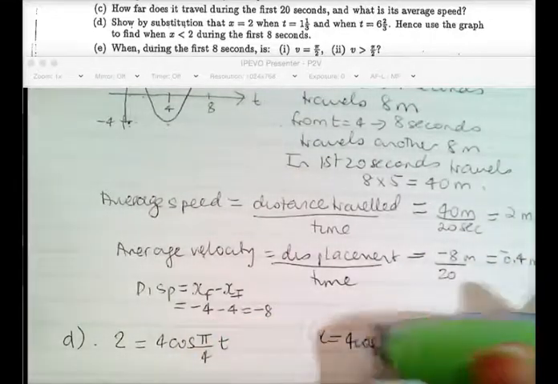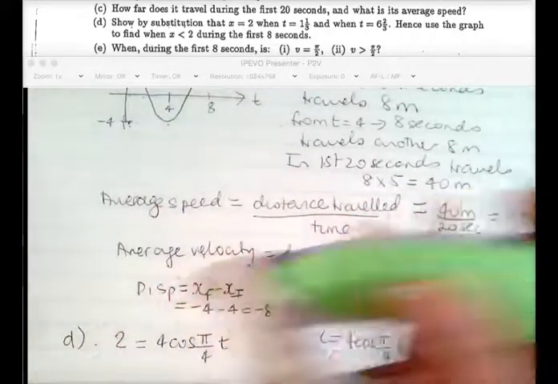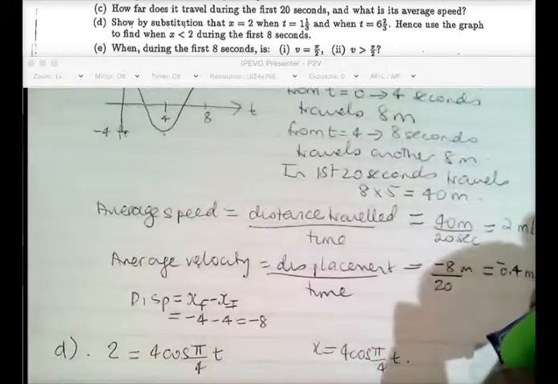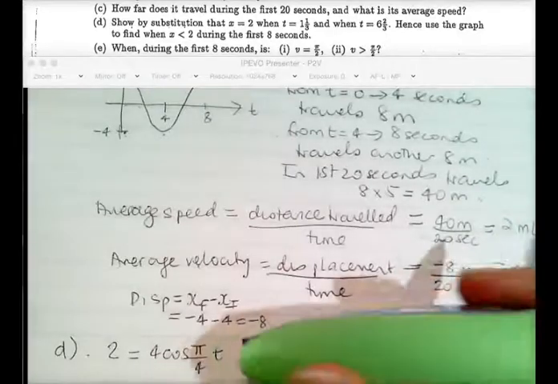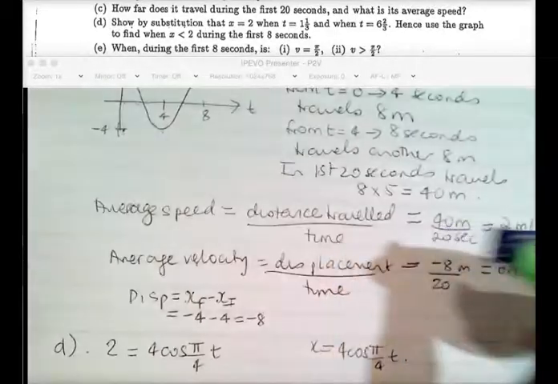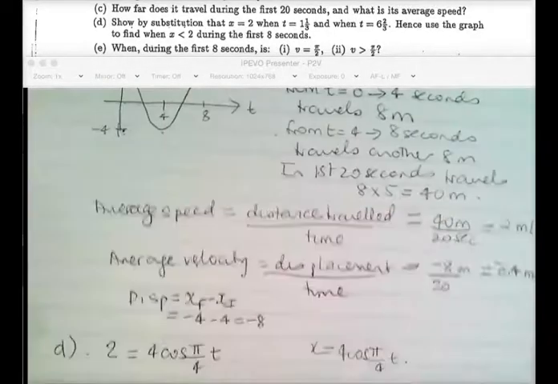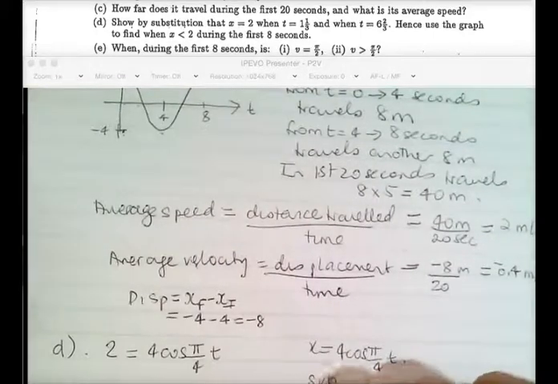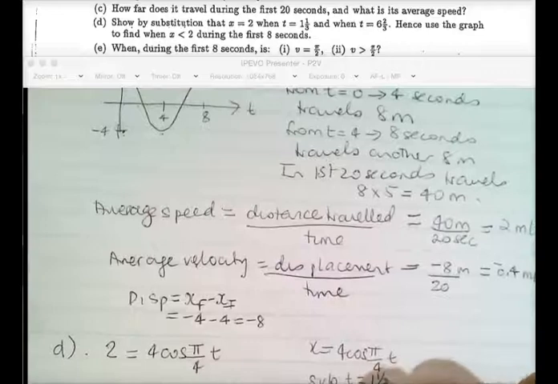Actually, they just want you to substitute. They don't want you to solve. I mean, we can solve it if we want, but they don't want you solving it. They just want you to substitute t is 1 1/3 to get x is 2. But actually, I'm going to solve it. What they want you to do is just sub t equals 1 1/3.